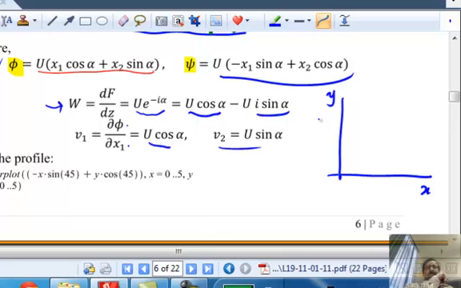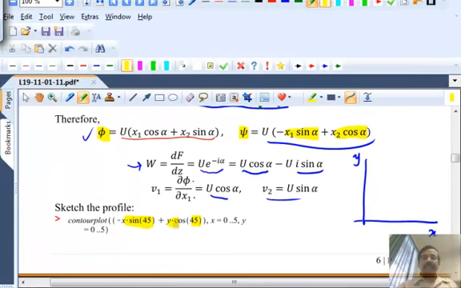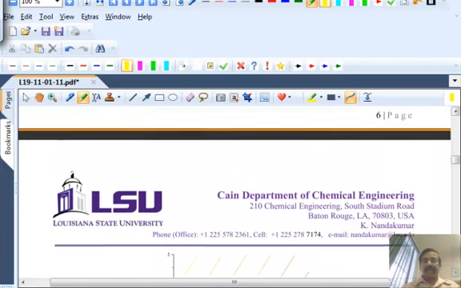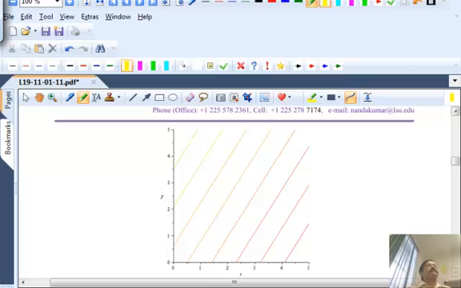How would the velocity field look? Here I'm showing with an example. Alpha is 45 and u is 1. So the stream function is minus x sine alpha plus y cos alpha. And then I'm saying plot it for x between 0 and pi and y between 0 and pi. And you can see the graph and ask, does it make sense?